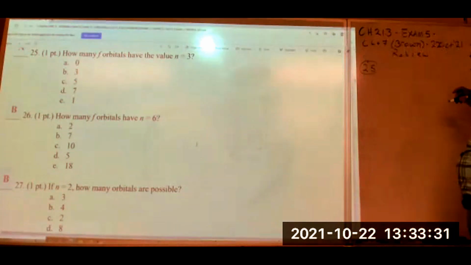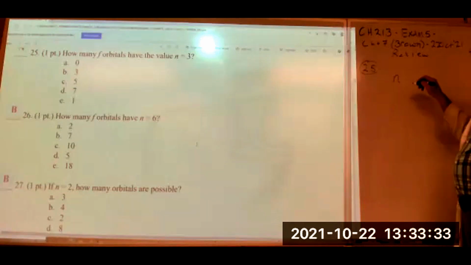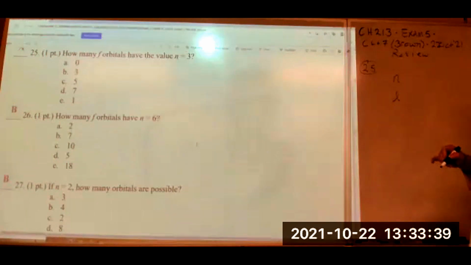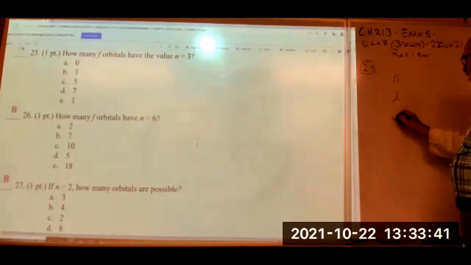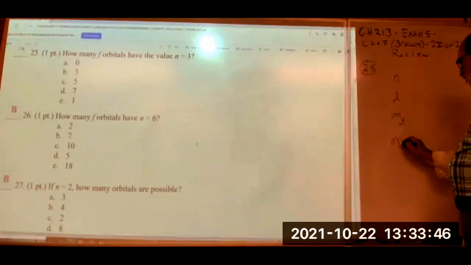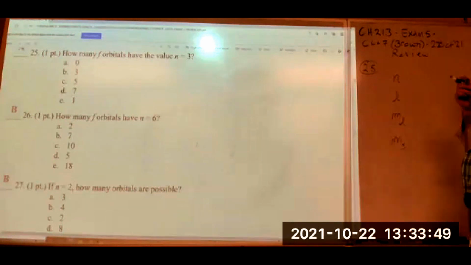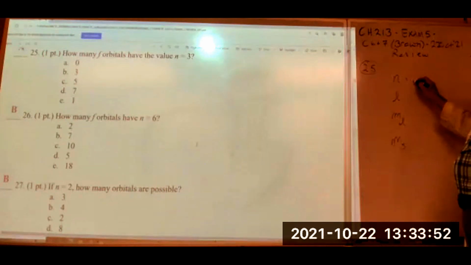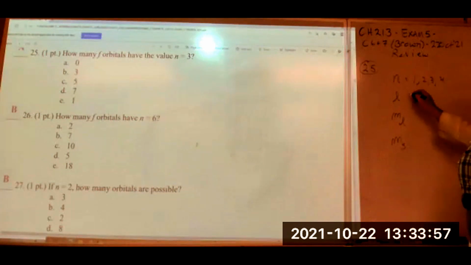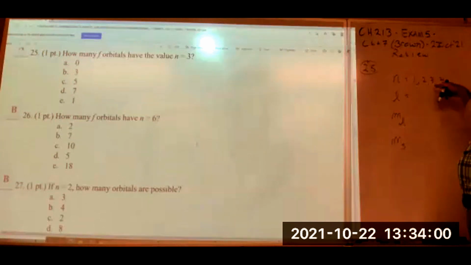What are the 4 quantum numbers? Principal quantum number, the angular momentum quantum number, the magnetic quantum number, and the spin quantum number. Okay? So n can be what? Start at 1 and go up in whole number units.